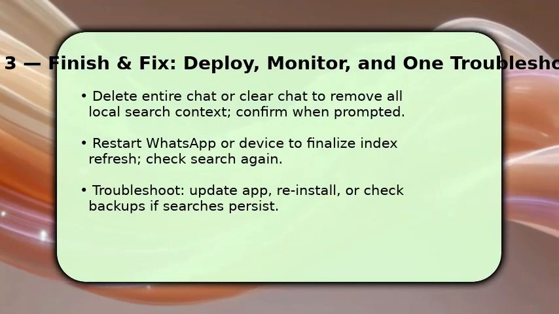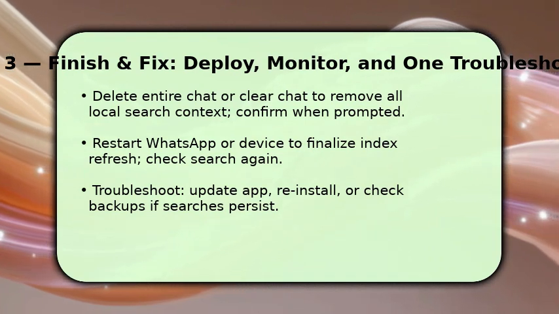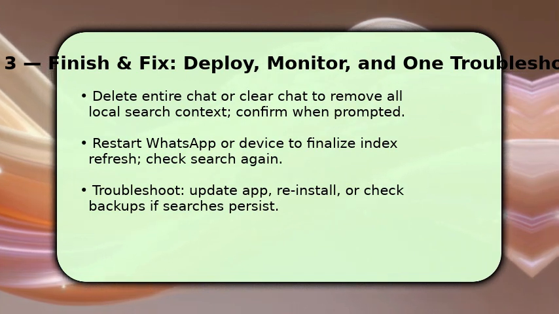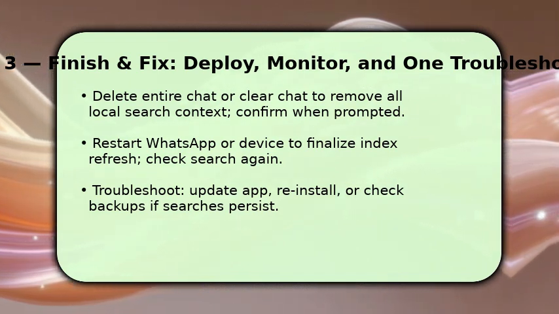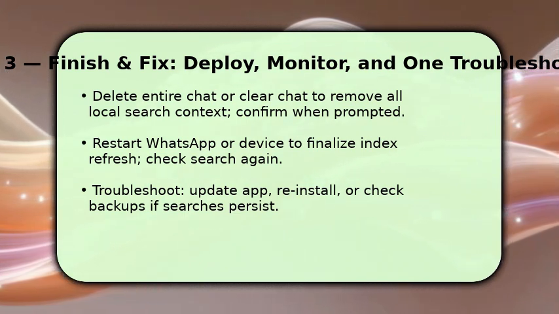To finish, clear chat or delete the entire conversation to remove remaining local search context. Confirm the action when prompted. Once done, restart WhatsApp or reboot your device to let the app rebuild its index. This makes sure old suggestions disappear.